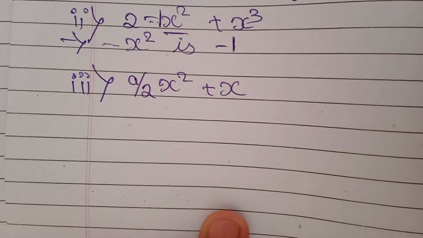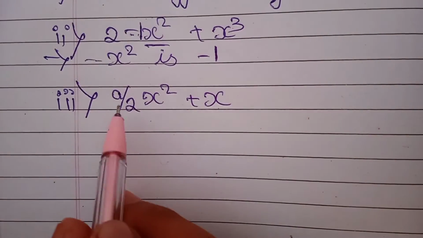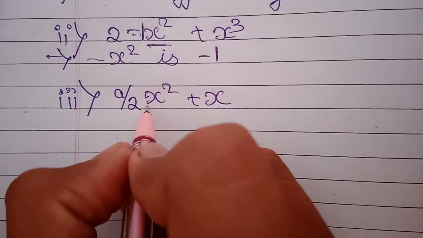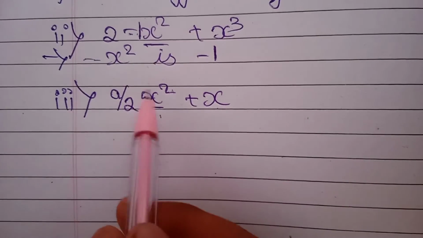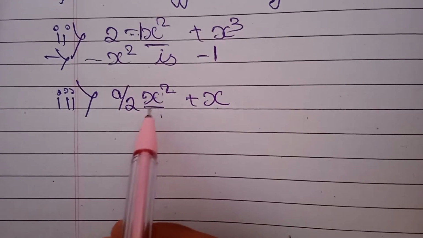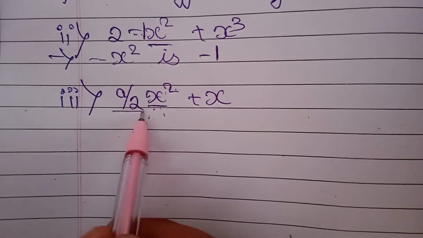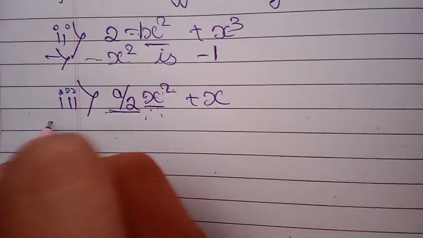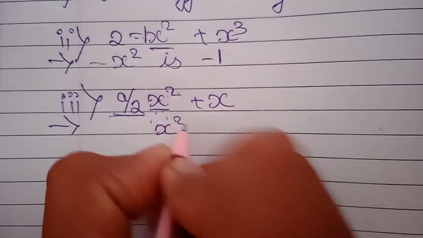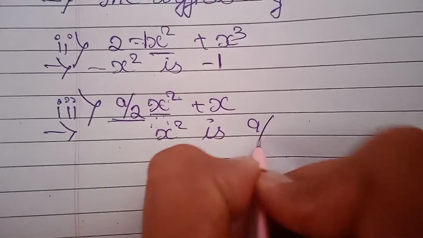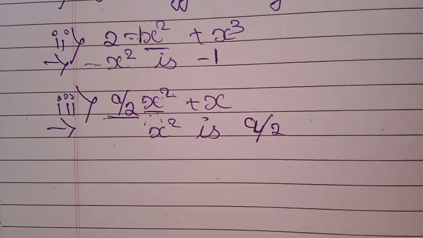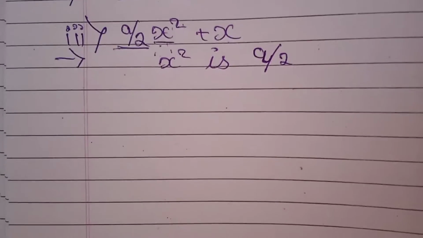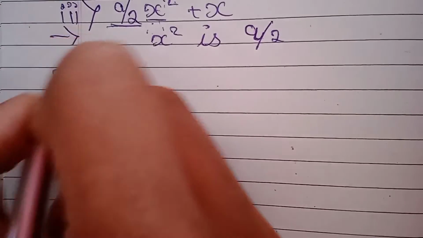Okay friends, they gave a by 2 x square. We can find x square in this expression. Before the x square the coefficient of x square is a by 2. So write that the coefficient of x square is a by 2. Okay friends, understood? Okay, we will move to the third question guys.